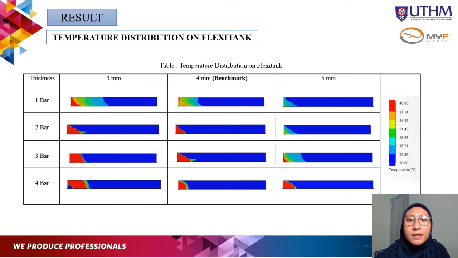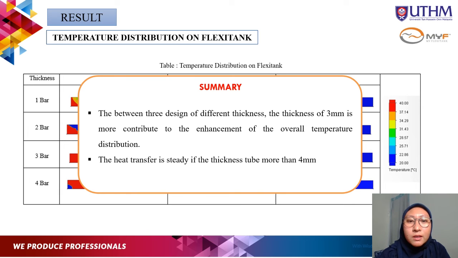Next, with the increasing of the inlet pressure, the red color can obviously be seen at the 3 mm thickness of the tube heating pad. So for the summary on this table, between the three designs of different thickness, the 3 mm thickness contributes more to the enhancement of the overall temperature distribution. Next, the heat transfer is steady if the thickness tube is more than 4 mm.